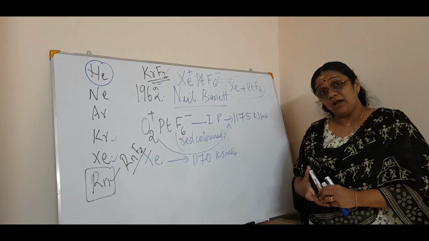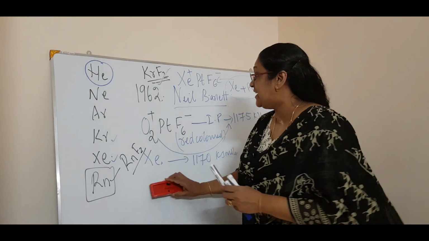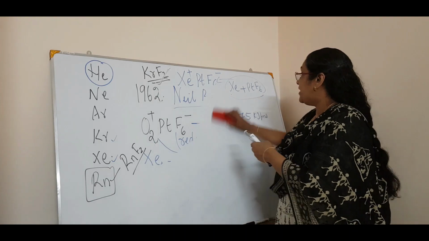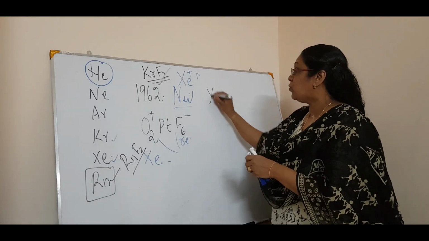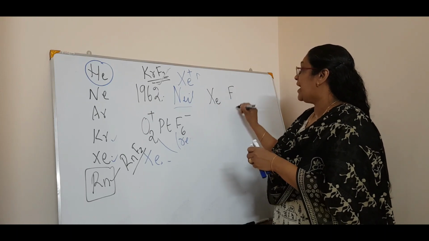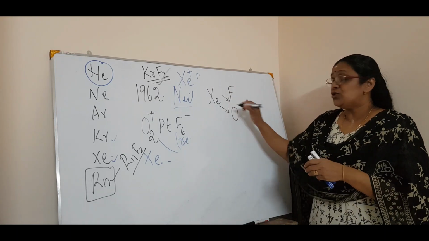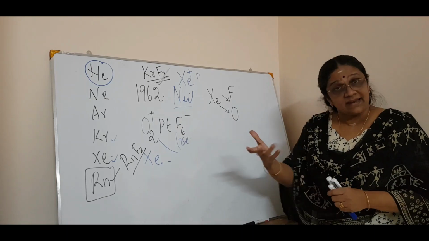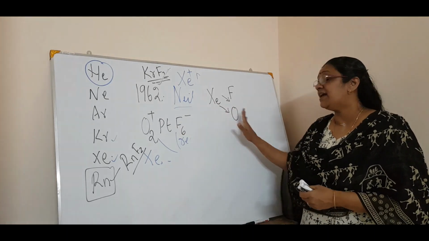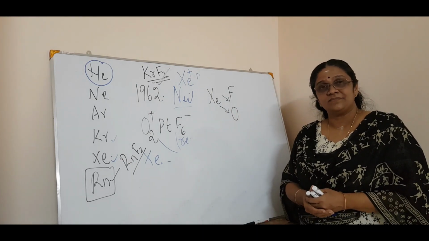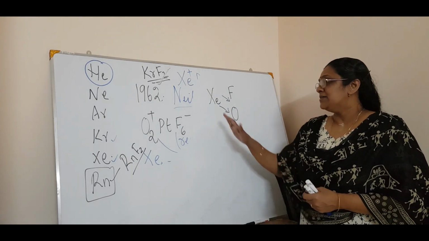So the very normal compounds of xenon are, you got it right? Xenon can react with two elements, fluorine as well as oxygen. The xenon can directly react to form the xenon fluorides and the xenon oxides. Clear? So that is clear.